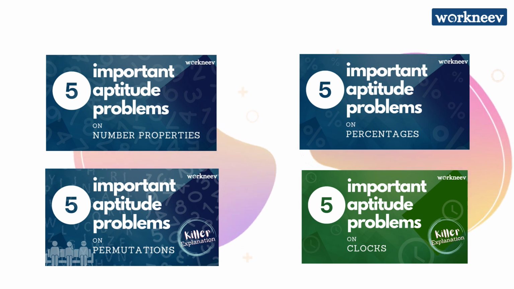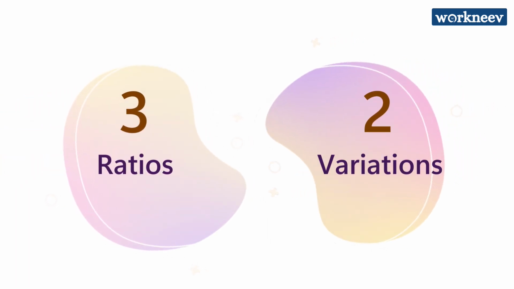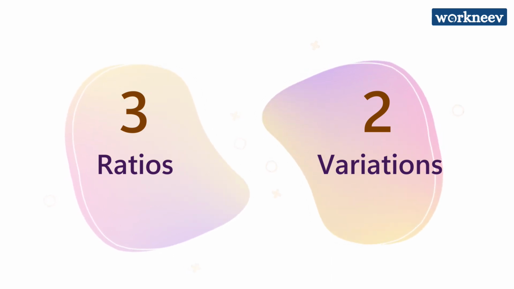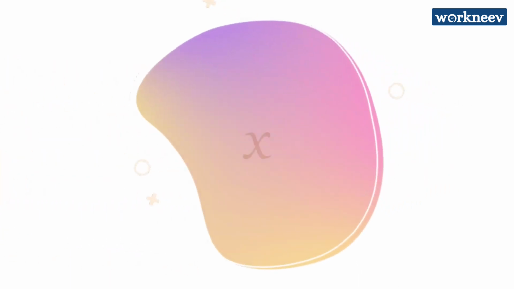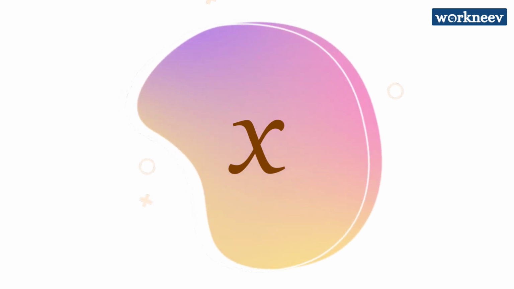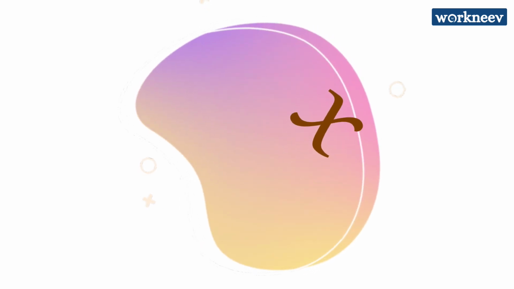And in today's video, we will be talking about 5 problems from the chapter of ratios and variations. Generally, when students take up an aptitude test, and if the question is from the concept of ratios and variation, then they will always take the value of x, that means they will take a variable which is unknown, and then they start solving the problem. But in today's video, I'll be solving all the problems without actually touching the value of x.